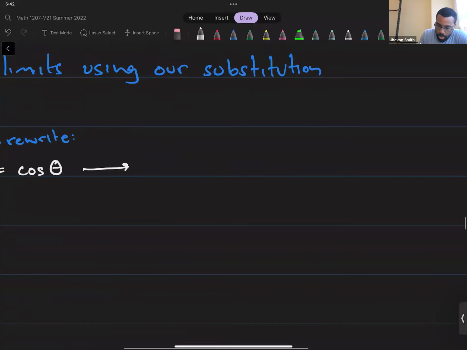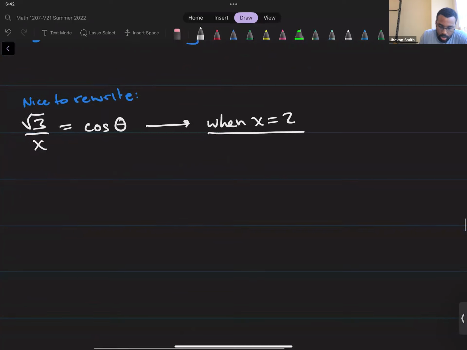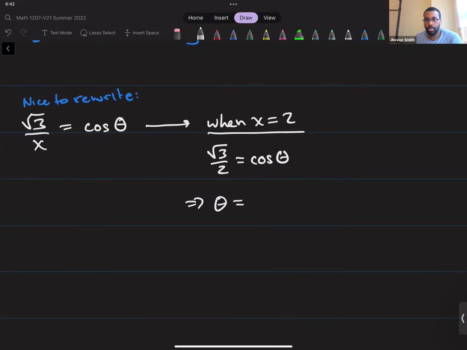So you know when x equals 2, this means that rad 3 over 2 is equal to cosine theta, which means theta equals cosine of what angle gives you rad 3 over 2. Pi over 6, right? We had that in that table that we did, right? Sine goes 1, 2, 3, cosine goes 3, 2, 1. So you want the first column where the cosine, the numerator has a 3 in it. And that happens at 30 degrees, which is pi over 6. So your theta is going to be pi over 6.